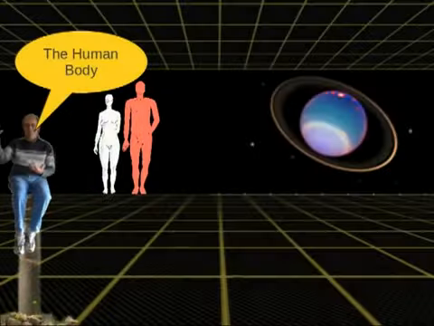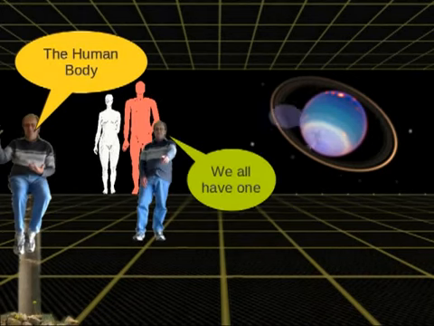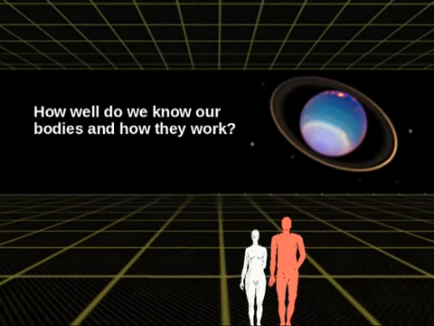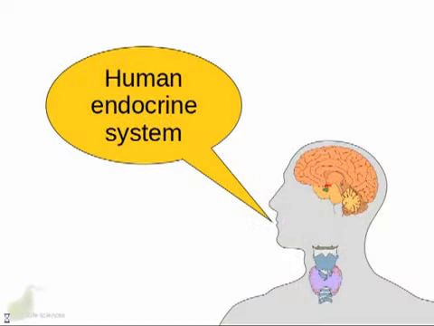The human body. We all have one, even me, for the time being anyway. But how well do we know our bodies and how they work? Perhaps not as well as we might, huh? The human endocrine system is an exciting part of the life sciences curriculum because it's all about us, our bodies, and how they work. I don't know about you, but I like knowing my body and how it functions, at least a little bit, anyway.